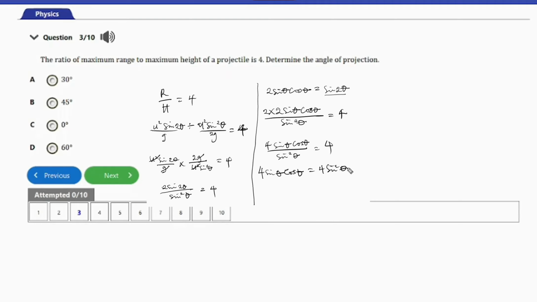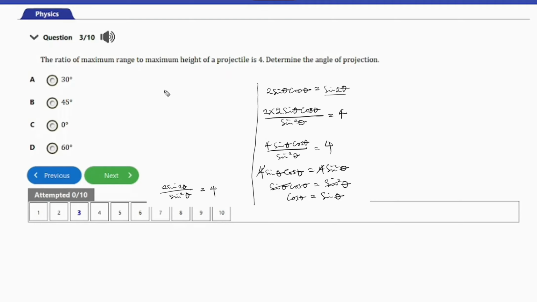So we can cancel out 4 in the two parts of the equation, and then we have that sine theta cos theta is equal to sine squared theta. Then we can still cancel out sine theta between the two, and then we have that cos theta is equal to sine theta. So if cos theta is equal to sine theta, then we can say that sine theta over cos theta is equal to 1.